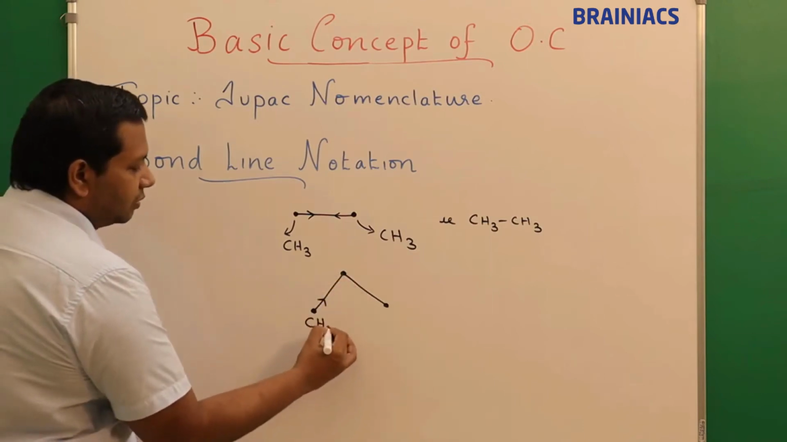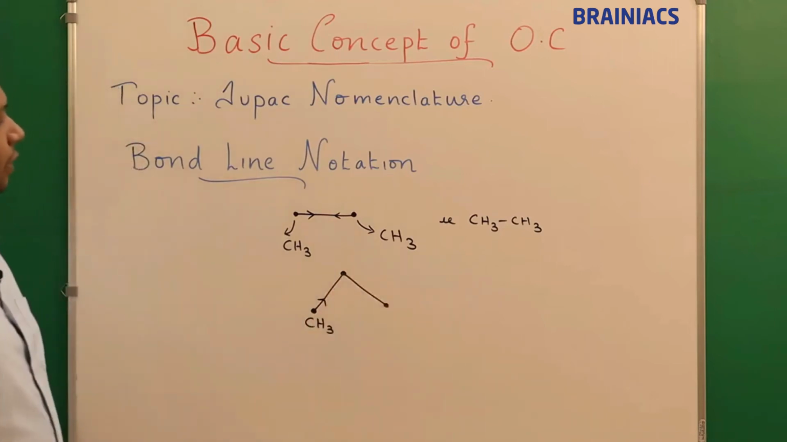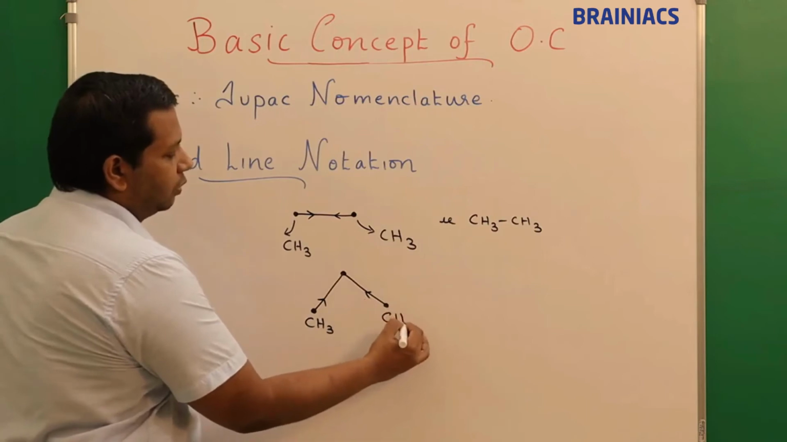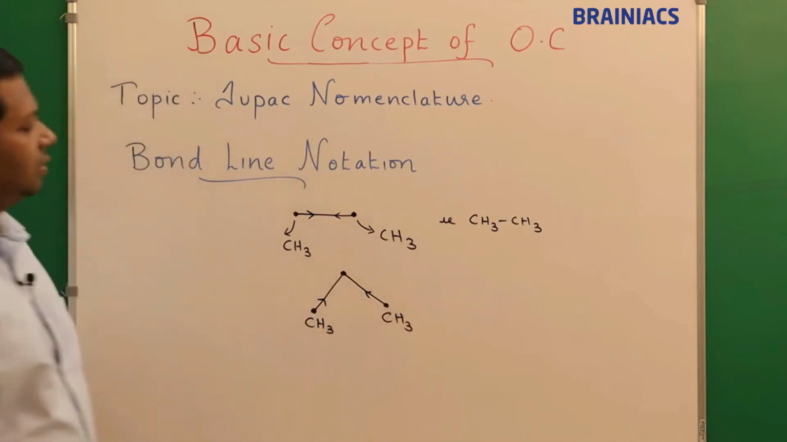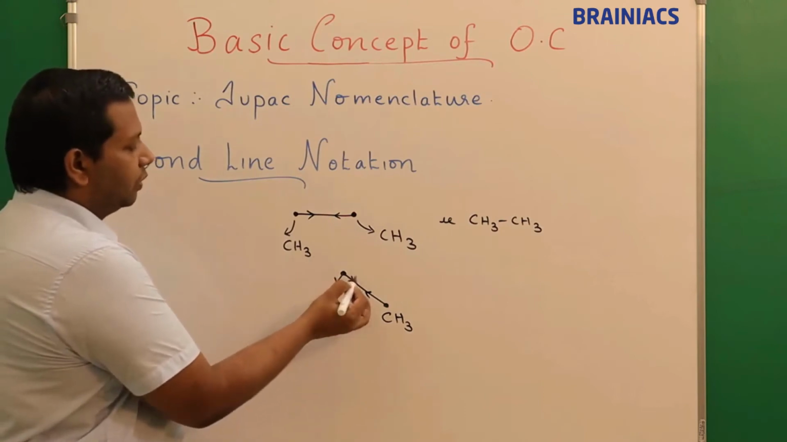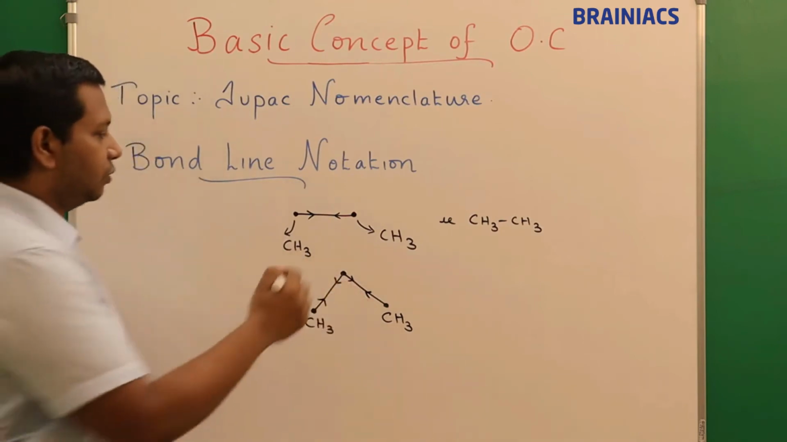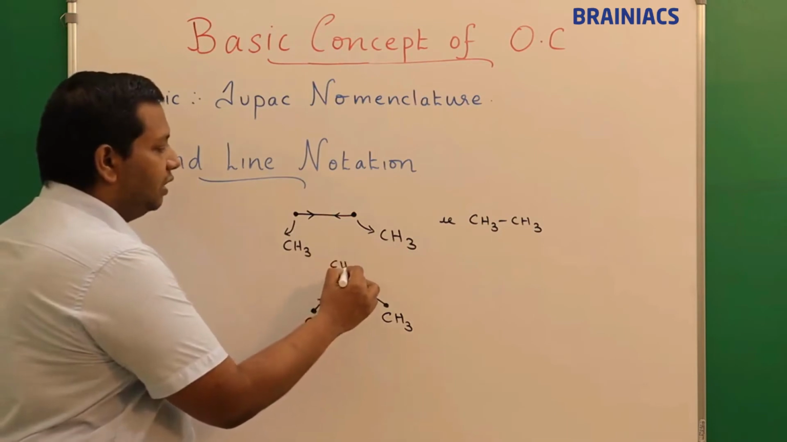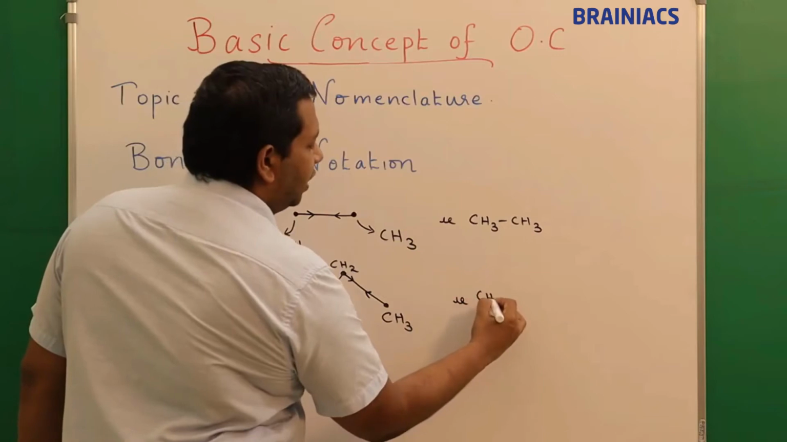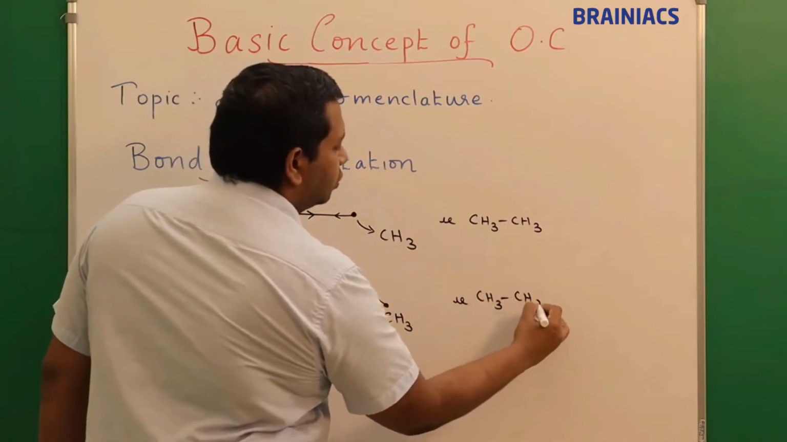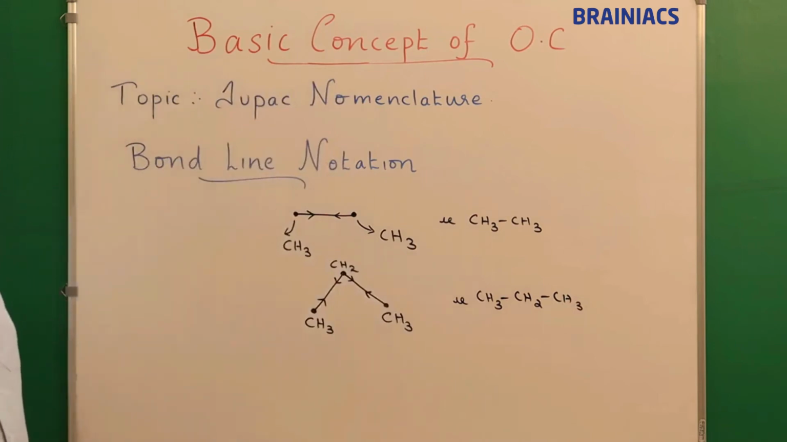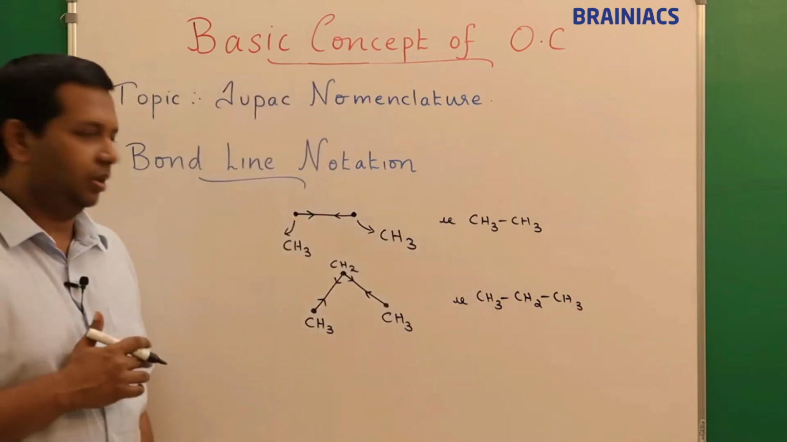So that means this is CH3. Now here if you see, here also only one line is moving out of it. So this is also CH3. Correct? Now if you look at this carbon atom, it has 2 lines moving out of it. So that means 2H is replaced. So this should be CH2. So the compound here is CH3, CH2, CH3. Understood? So this is the easiest way to remember actually.